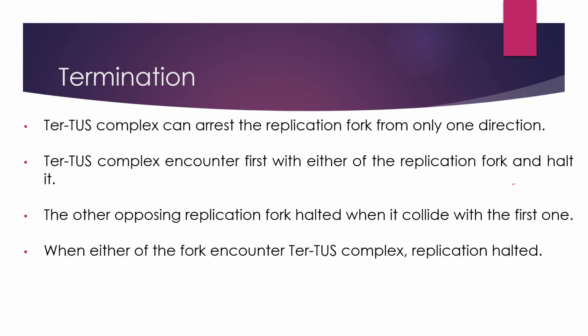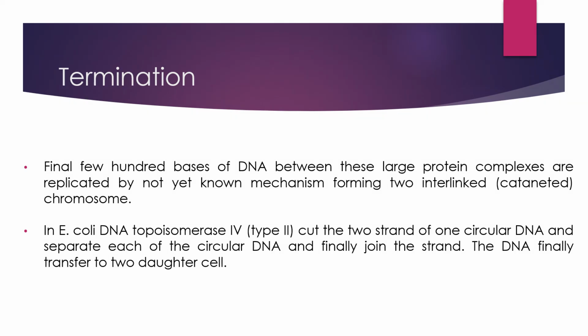and then halts it. The opposing replication fork is halted when it collides with the first one. Eventually it will collide with the first one because the first one is halted at the TER sequence. When either of the forks encounters the TER-TUS complex, replication is halted. Okay, and the final few hundred bases of DNA between these two large protein complexes, because at the TER sequence there are TUS proteins present, and at those places also replication is required, and how this replication occurs, that mechanism is not known.